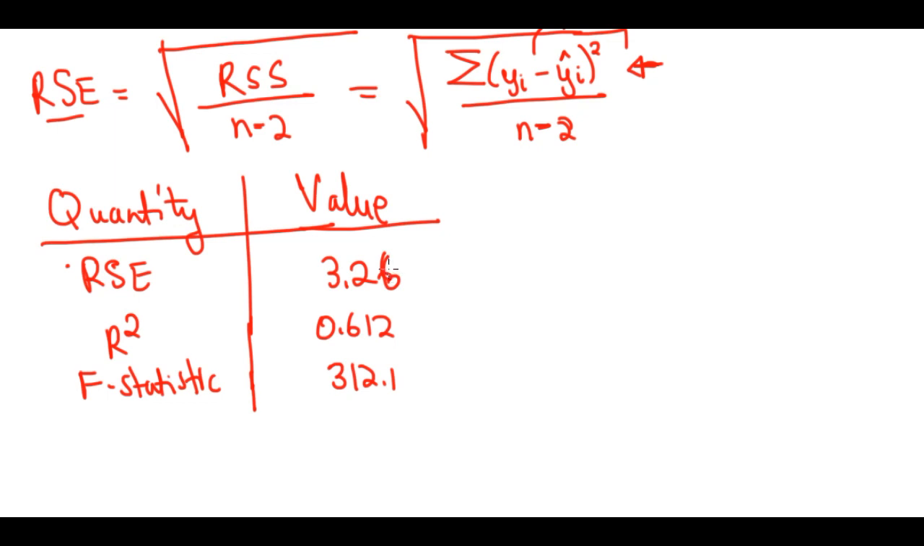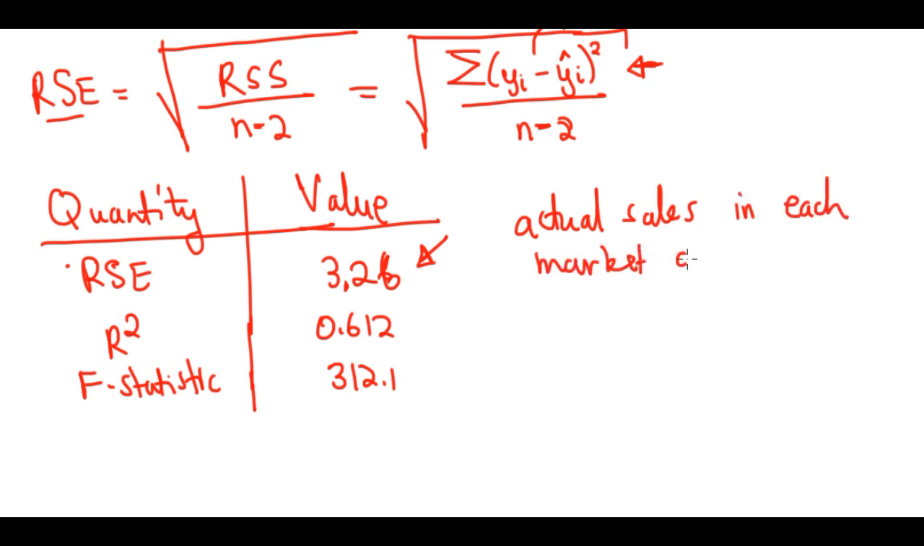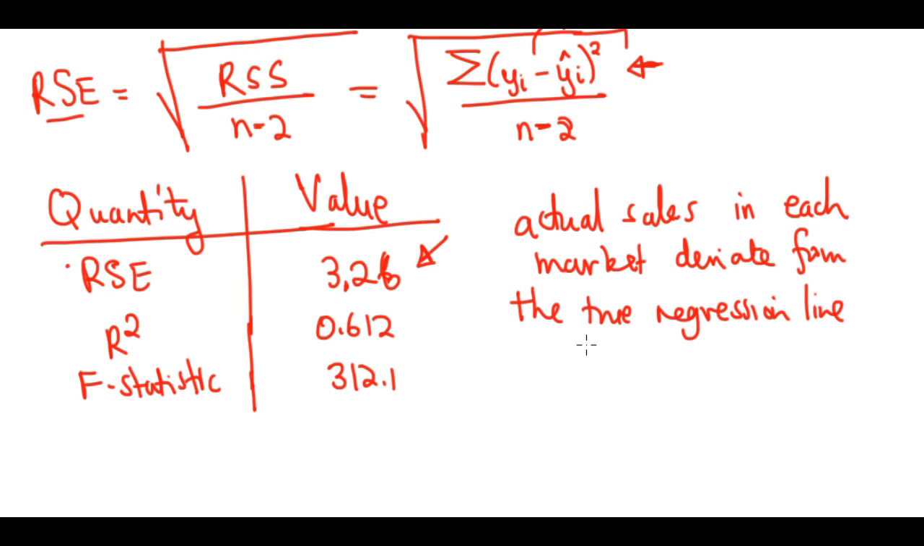How would we interpret this 3.26? I mean, how do we interpret this RSE? What does it mean in normal English? What this basically means is actual sales in each market deviate from the true regression line by approximately 3,260 units on average, right?